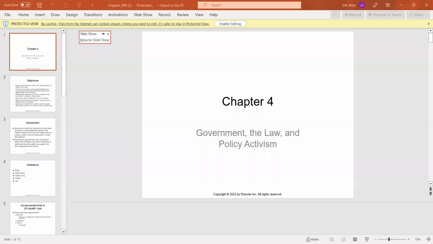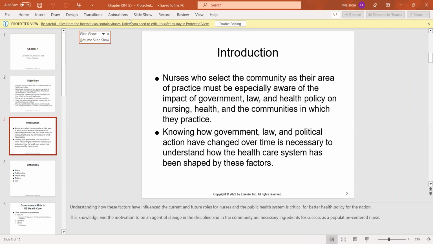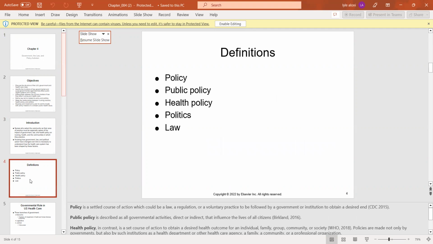We're going to take a look at our PowerPoints for the week. The first one we're going to take a look at is going to be government law and health policies. We know that there's a lot of knowledge and factors that we look at when we are with the community that relate to government law and health policies. We are also going to know how government law and political action have changed over time. Knowledge and motivation to be an agent of change in this discipline and in the community are necessary ingredients that we will have. We take a look then at our different definitions.